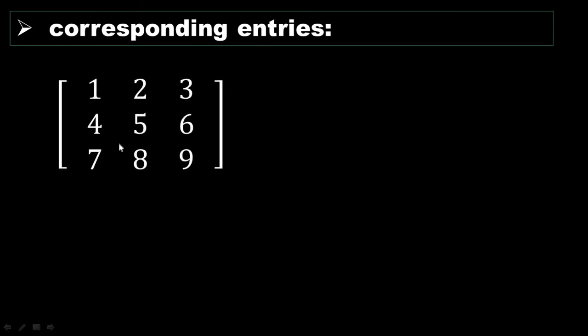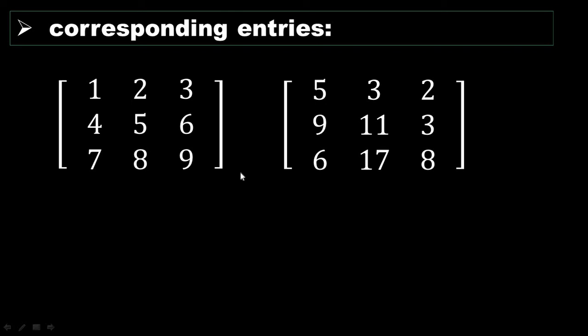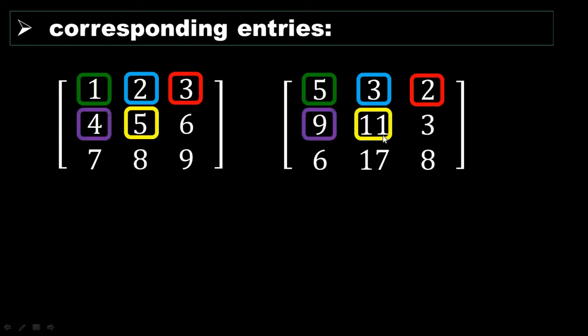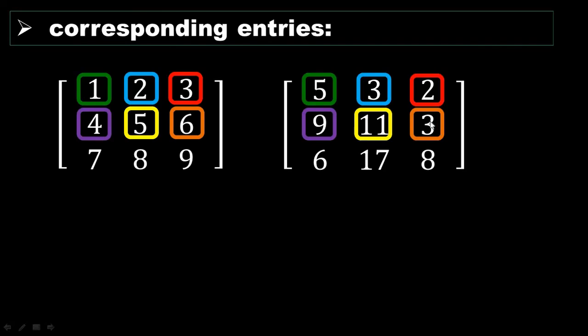Now again, if you are confused, I clear what are corresponding entries. I take two matrices 1, 2, 3, 4, 5, 6, 7, 8, 9 and 5, 3, 2, 9, 11, 3, 6, 17, 8. What are corresponding elements or entries? 1 is corresponding to 5, 2 is corresponding to 3, 3 is corresponding to 2, 4 is corresponding to 9, 5 is corresponding to 11, 6 is corresponding to 3. I hope you understand it.